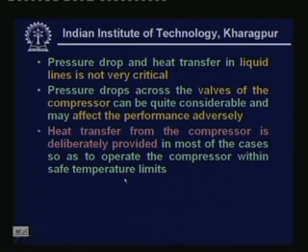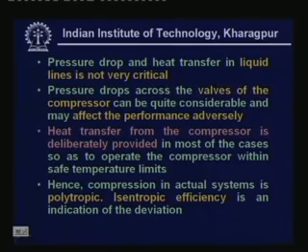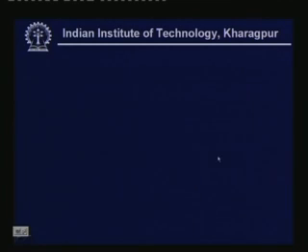Okay. And heat transfer from the compressor is deliberately provided in most cases so as to operate the compressor within safe temperature limits. So in the theoretical cycle we assume that the compression process is reversible and adiabatic, that means there is no heat transfer. Okay. But in actual systems some heat transfer is provided deliberately near the compressor because we do not want very high temperatures in the compressor. Generally the compressors are cooled. That means the compression process is no longer isentropic but polytropic, and generally we define what is known as an isentropic efficiency to compare the efficiency of the actual compressor with the ideal compressor.